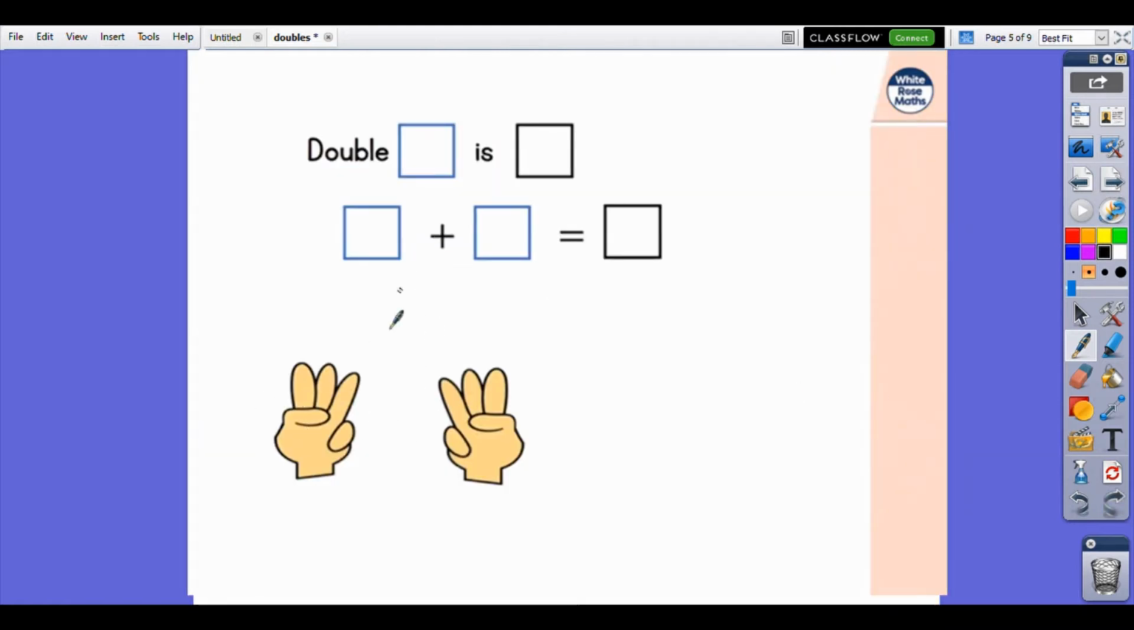Over here I've got 3 fingers. 1, 2, 3. Double 3, because I've got 3 twice. 1, 2, 3. So it's 3, add 3. Go on then, tell me what the total is. Brilliant.